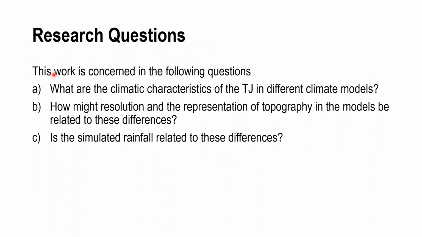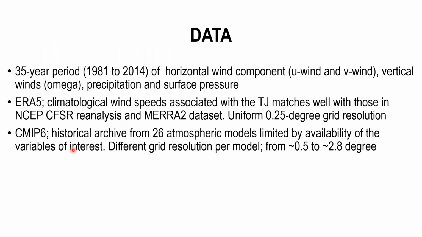So we are guided by these research questions. What are the features of the TJ in different models? How might resolution and representation of topography in the models be related to this? Tying that up with rainfall.